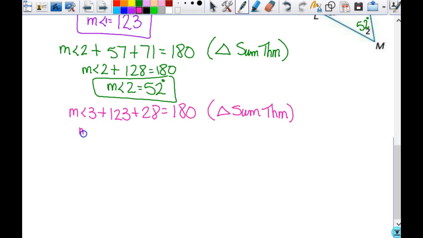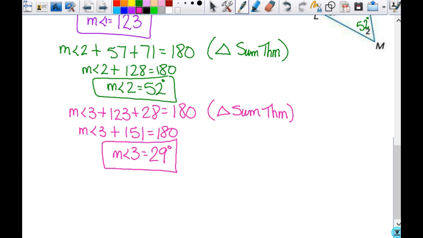So measure of angle 3 plus, what? 151 equals 180. So the measure of angle 3 equals 29 degrees.